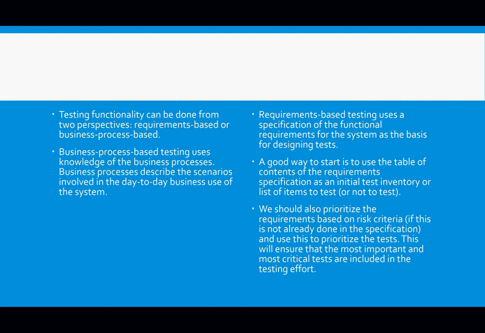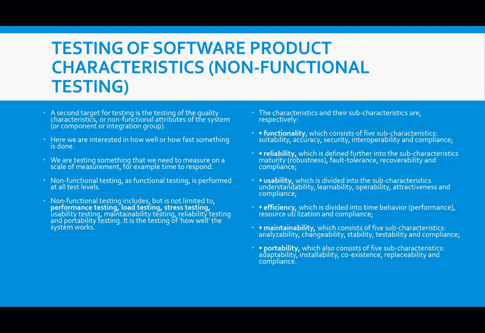Testing functionality can be approached from two perspectives. You can use raw requirements and you can use business process. Business process is based on knowledge of how the application is used day to day. And also, based on the requirements that have been designed, you can design your test cases. A good way to start, if you're using a requirement base, is to take the table of contents of the requirements and use it as your test conditions. If the requirement has 20 items, you can use those as your test conditions. We're going to talk about test conditions later.